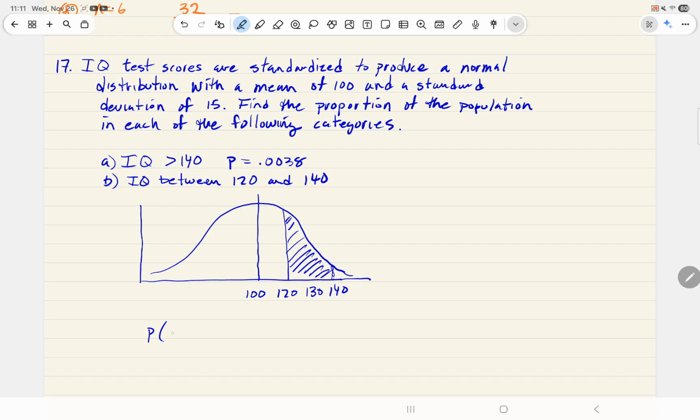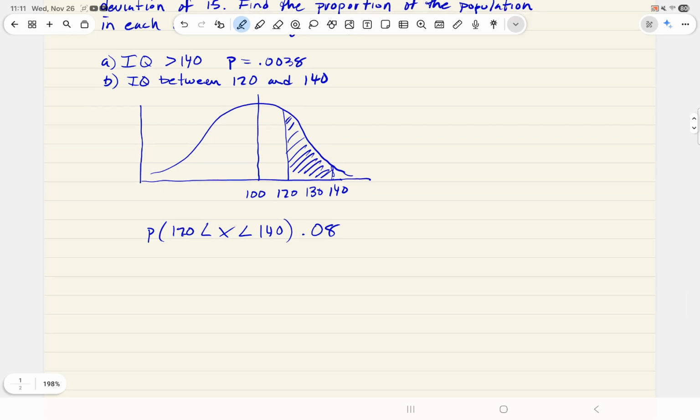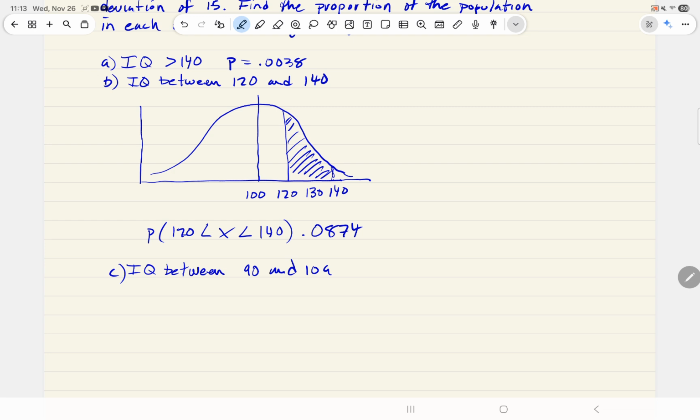The probability that a value is greater than 120 but less than 140 was 0.08, what was it? 0.087, was it? Well, you get the idea. I'm not going to go back to that page. About 0.08 something. Okay, let's take a look at the next one.